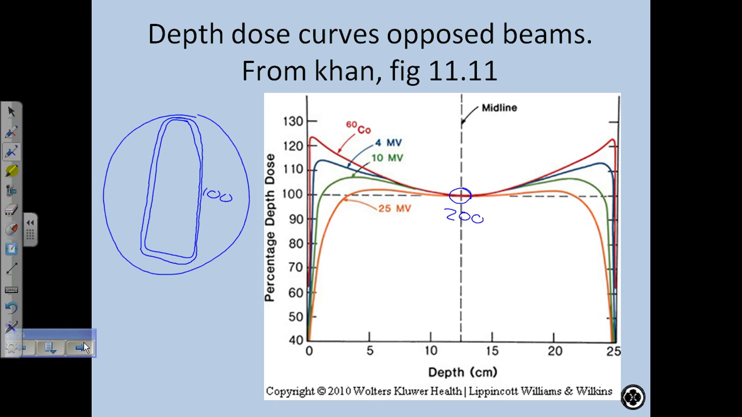But if it's cobalt 60, the isodose lines would not look like this at all. I'd probably have 120 here, okay, and 120 here. Then as I get deeper, I'd start to get this hourglass in here, and that might be the 110, okay, and then the 100 would be down here, so the 100 would be bigger, it'd be like that. Okay, so they look completely different.